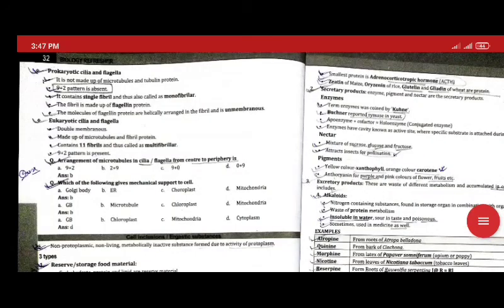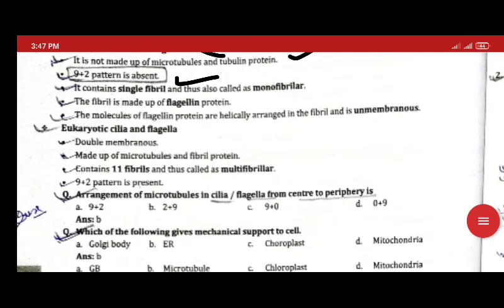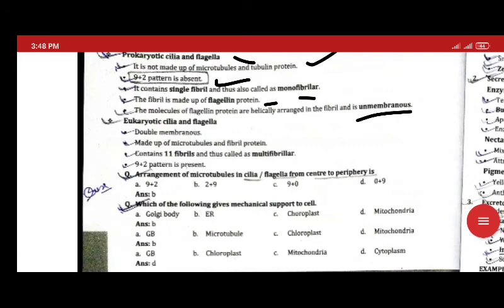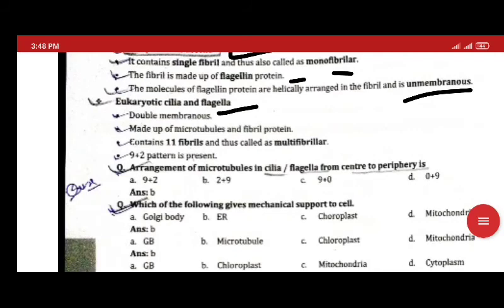Now, here is given how cilia and flagella differ in prokaryotes. In prokaryotes, the 9+2 arrangement is absent, and it is not made of microtubules and tubulin protein. It contains a single fibril, called a monofibril, of flagellin protein, and is unmembranous. In eukaryotes it is double membranous, and the 9+2 arrangement is present, that is 11 microfibrils.